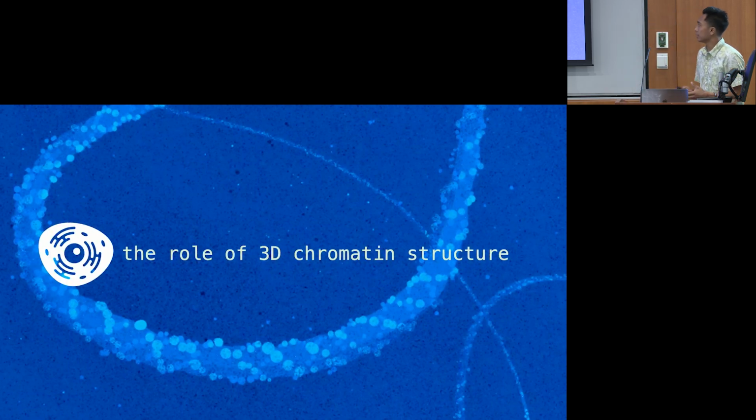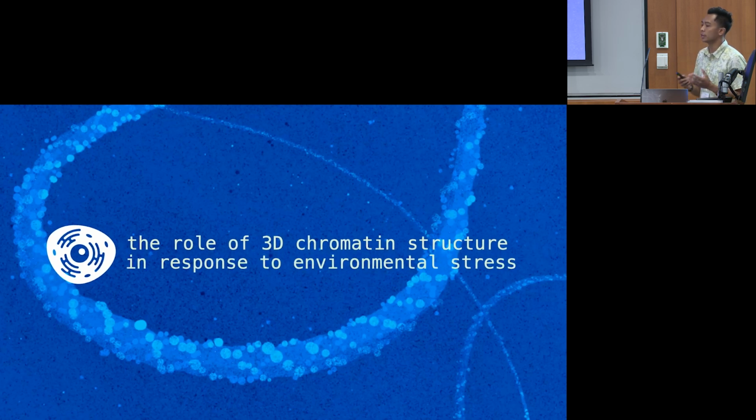So in this next part of the talk, I'll be talking about the role of 3D chromatin structure in response to environmental stress. Several studies have shown 3D chromatin changes in response to environmental stressors like hypoxia and heat shock. Today, I'll be talking about hyperosmotic shock.